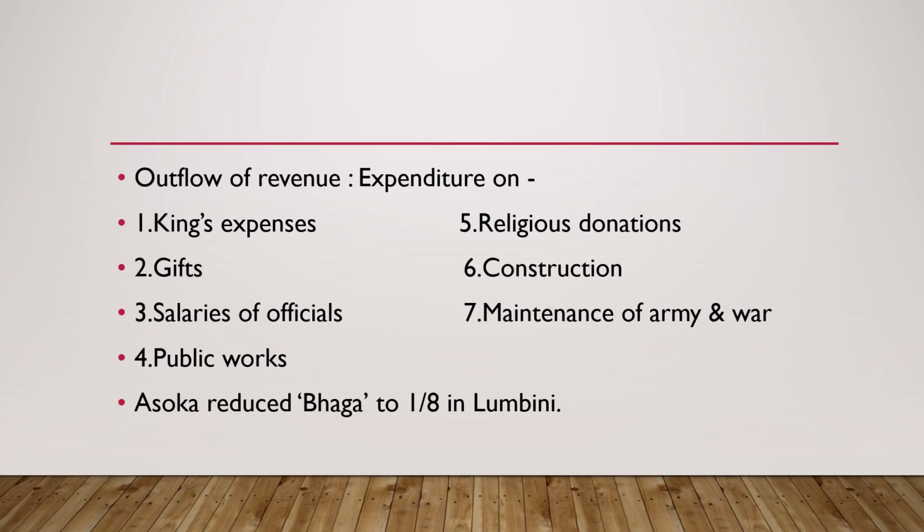When we talk about outflow of revenue, most of the revenue collections which went to the state treasury had their outflow in the form of expenditure on king's expenses, gifts, salaries of officials, public works, religious donations, construction, maintenance of army and war. Ashoka had reduced the bhag, which was the state's share in agricultural produce of the village Lumbini, to 1/8, since it was the birthplace of Buddha. This was about central administration.